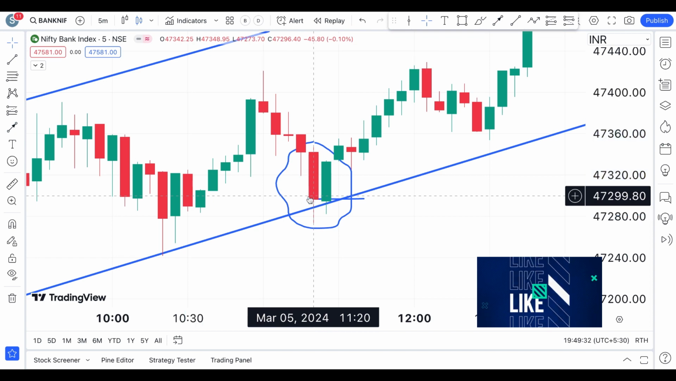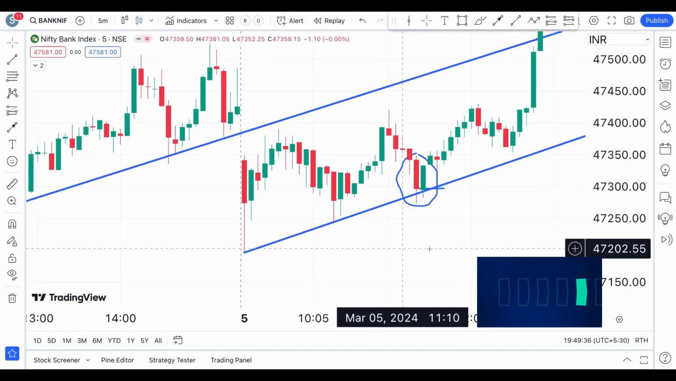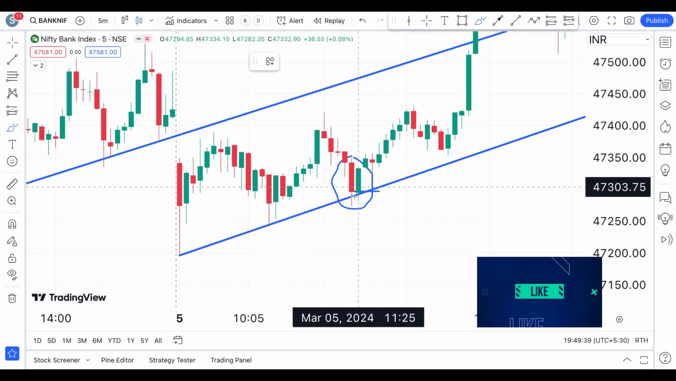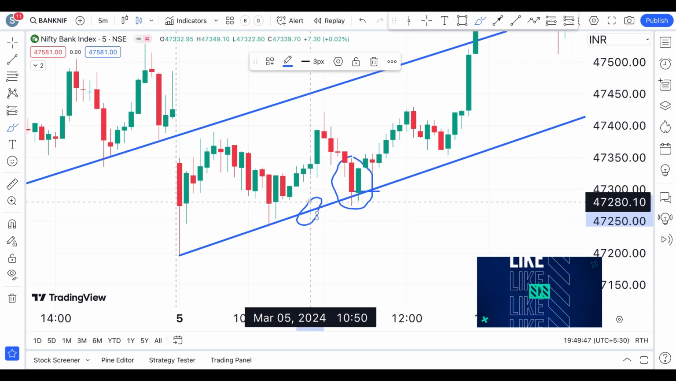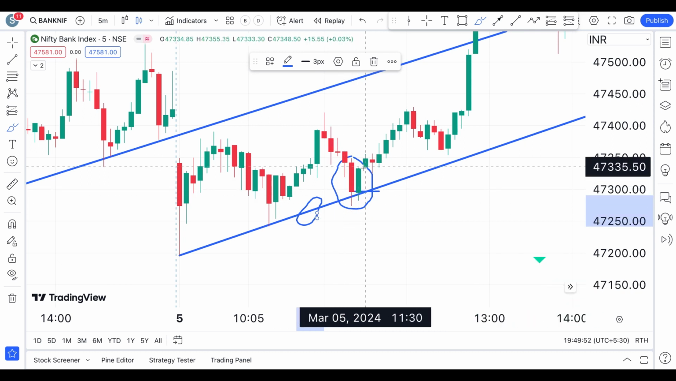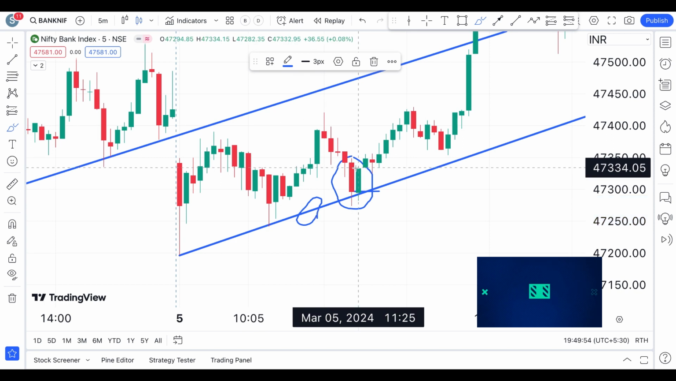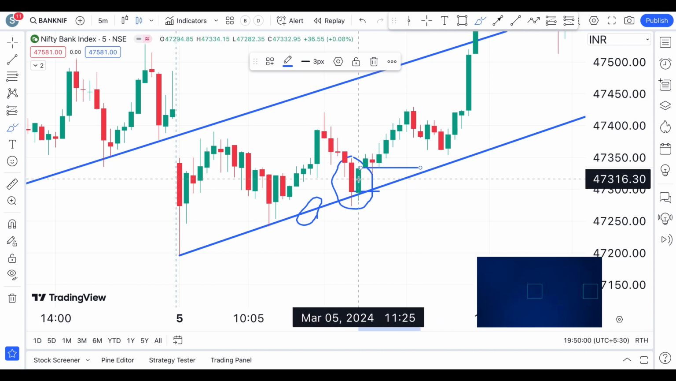So this becomes our first reason: this is a piercing pattern. Your next reason is the location itself. It is happening at this particular inclined trend line. So the second reason is the location of this pattern coming at this trend line. From there, you could have taken an entry. That's the right way to take an entry, at the closing of the 11:25 green candle.